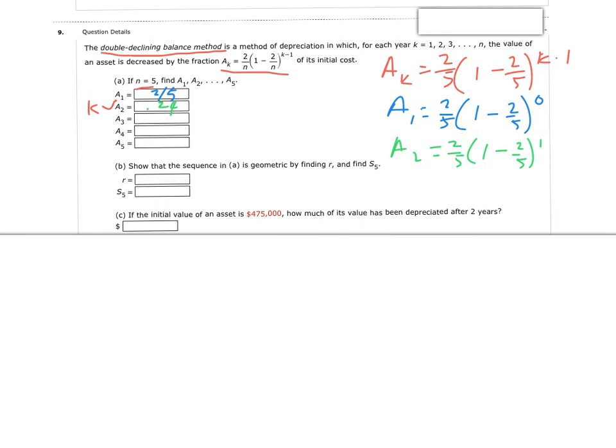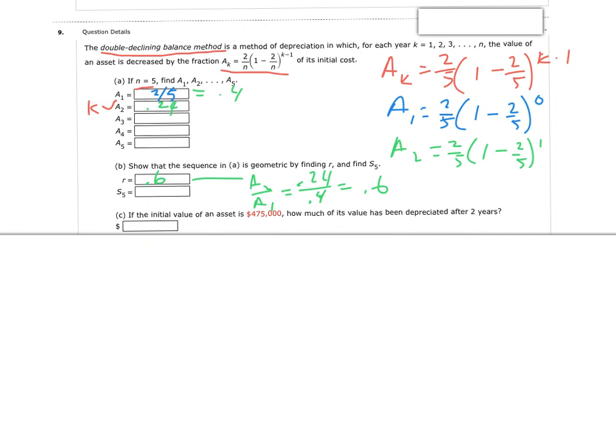Okay, so then next up, it asks me to find r and s sub 5. So what I'm going to do first, to find r, I'm just going to do a2 over a1 since I already know those. And I'm going to do decimal forms on both of those, so 0.24 divided by 0.4, which is 2 over 5, that's 0.4, so that's why I'm using that. And this comes out to 0.6 for r.